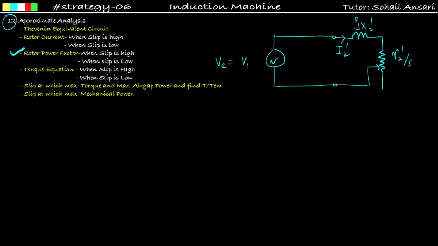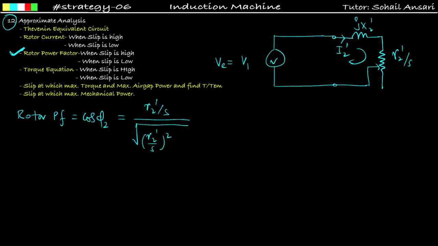Now talking about the second one, the rotor power factor. Rotor power factor is equal to cos phi 2, and that is given as R upon Z. So R2 dash upon S, this is the R, upon Z. Z is given as the square root of (R2 dash upon S) whole square plus X2 dash square. This is the rotor power factor. Here also two cases arise: the first one is high slip and the second is low slip.